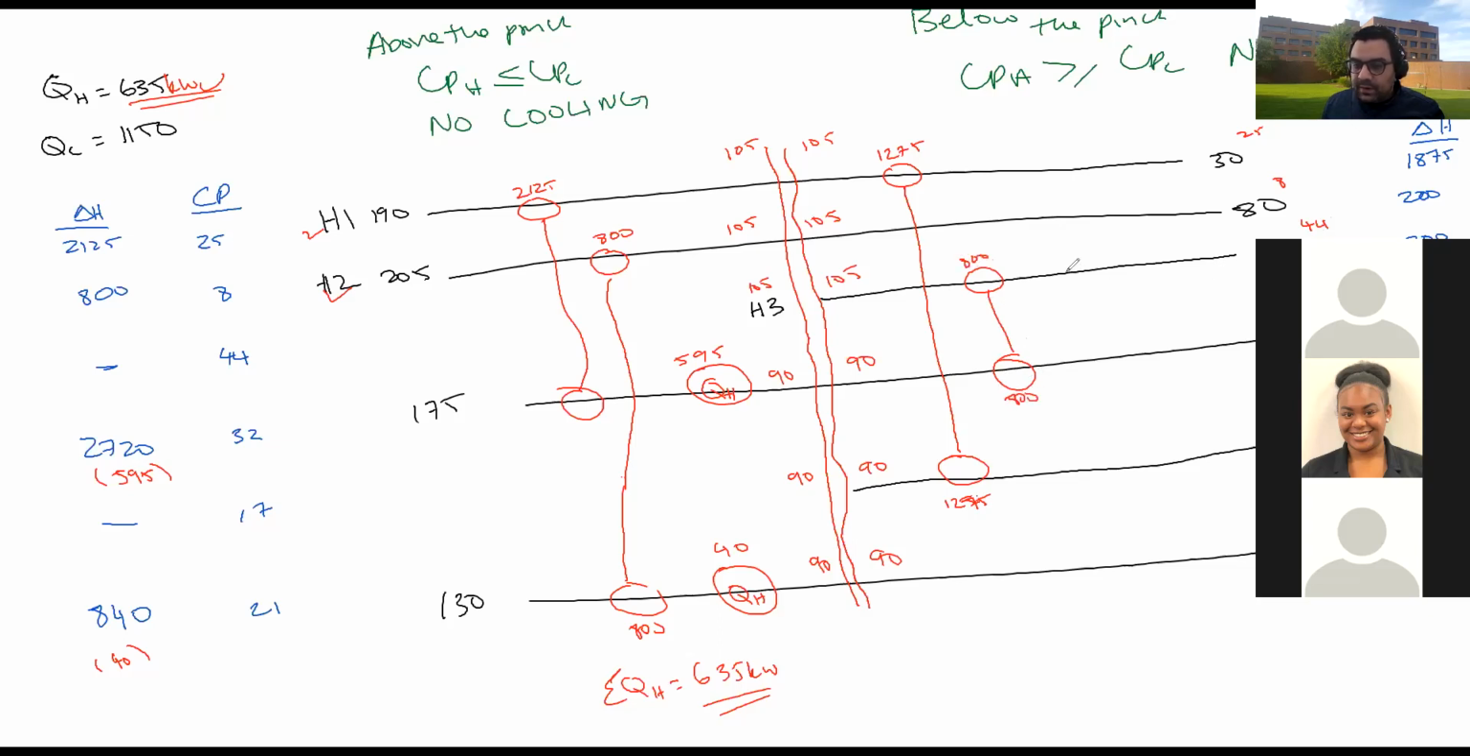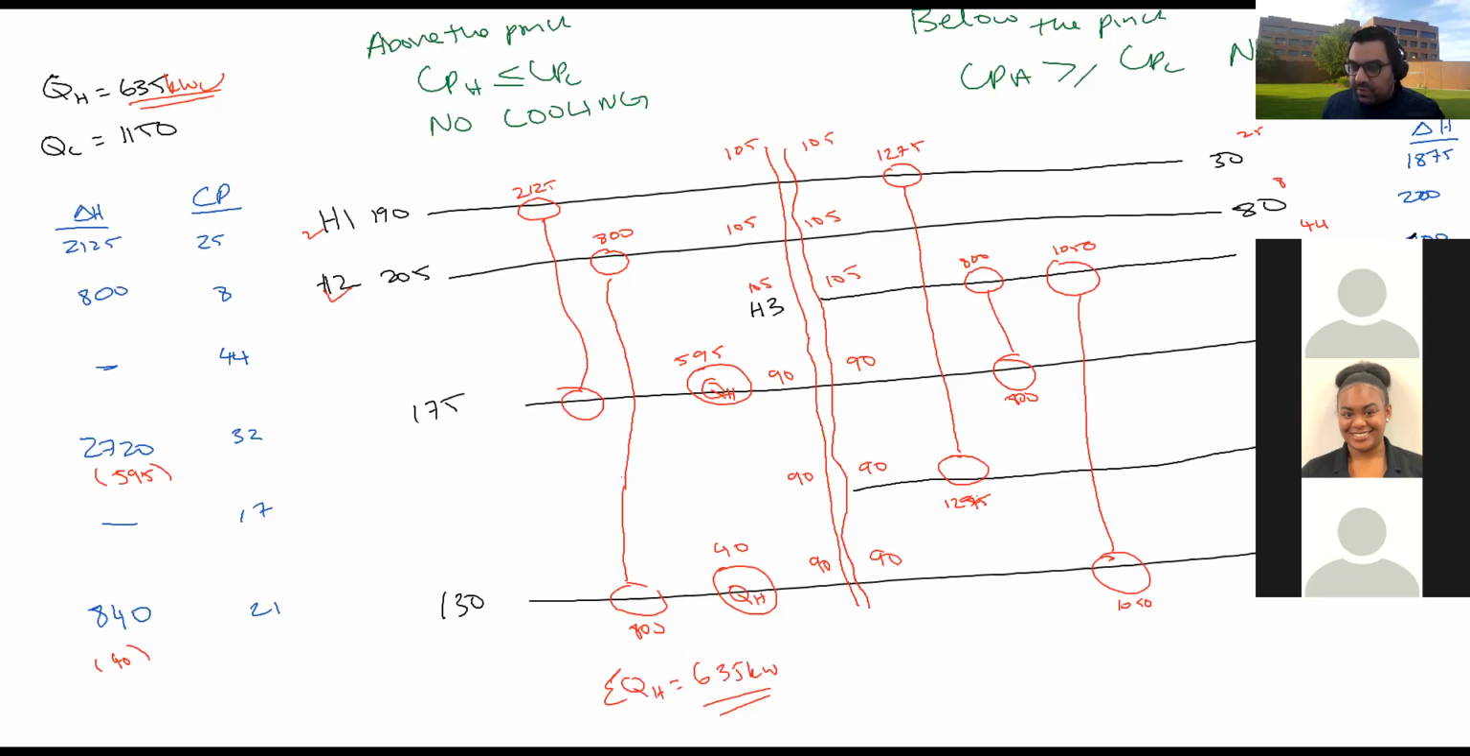And then I'm also going to connect H3 to C3. And I'm going to move 1050, right? I'm going to move, where's the mouse? So I'm going to move 1050 from H3 to C3. This way, both C1 and C3 are done. So I transferred all the heat.